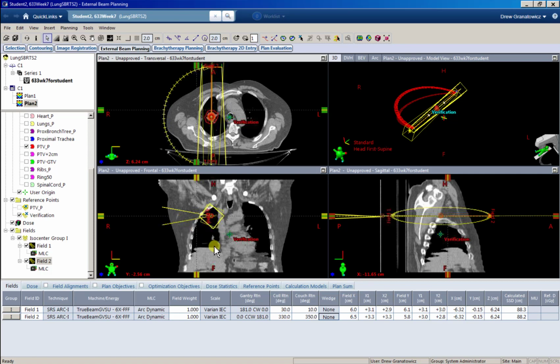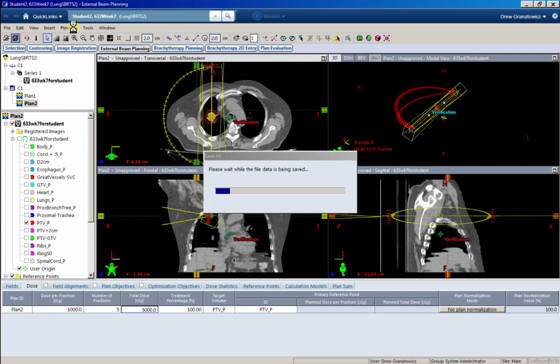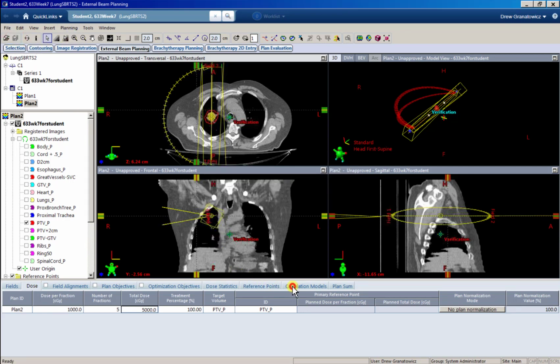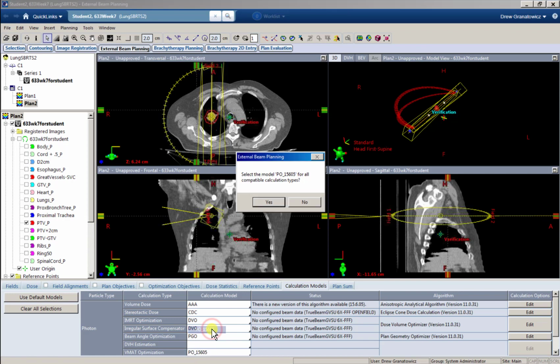The smaller the volume is, the more those couch kicks are going to help you out. The larger the volume, the less impact they'll have. But no matter what, they always have a positive impact. All right, prescription 1,000 times 5. Make sure my optimizer is set to PO.